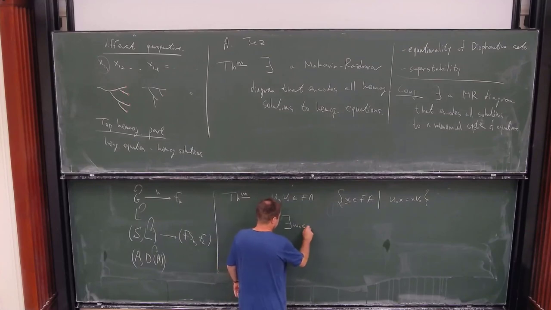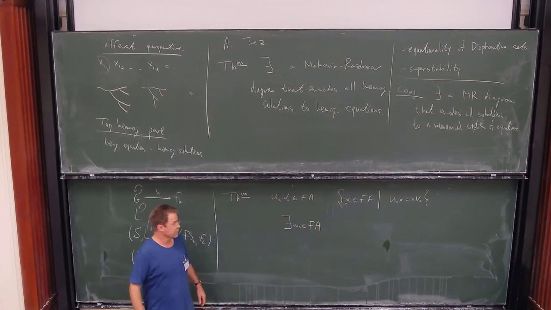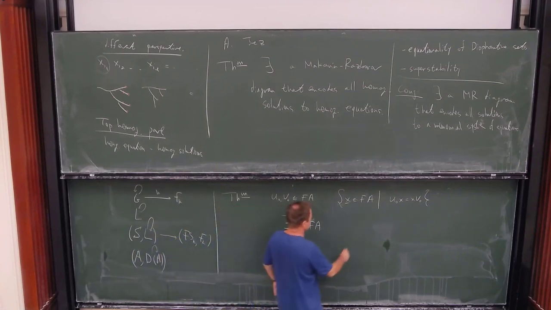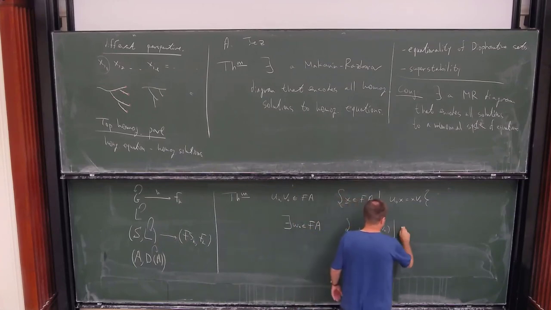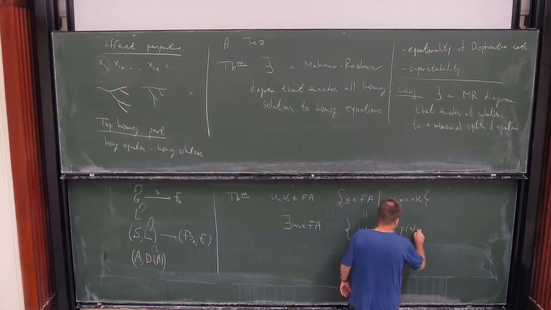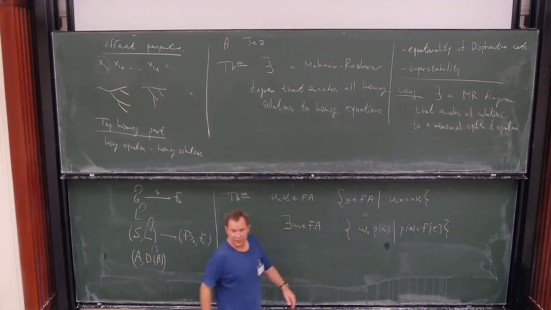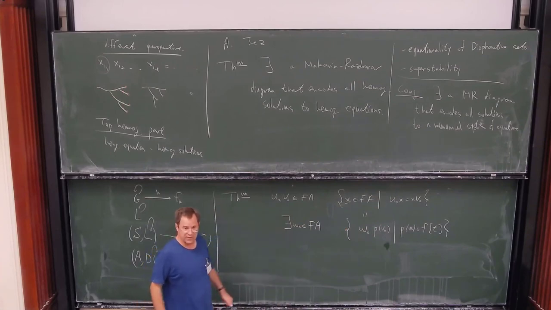So the answer is that there exists an element in the free associative algebra, sort of the shortest solution, so that this thing is equal to W0 P of V, P V0, where again P of T, P of X, P of T, whatever, is in the general polynomial. So this is a shifted algebra. Like in Bergman's case, it takes W0 equal to 1.